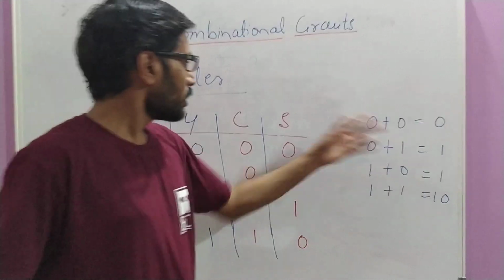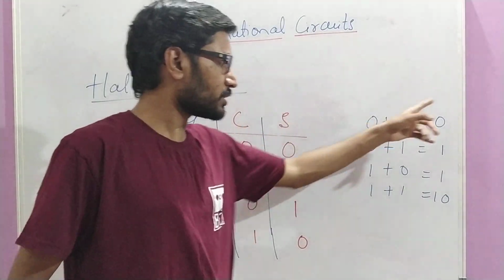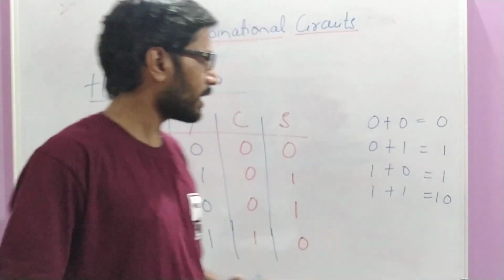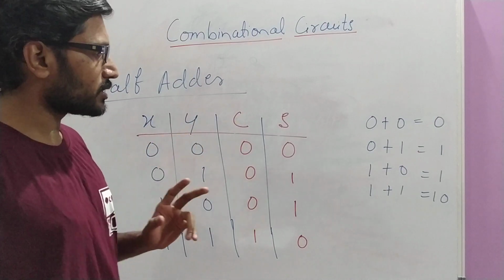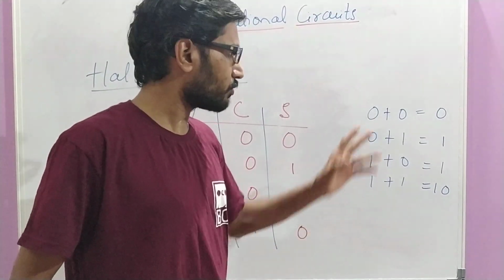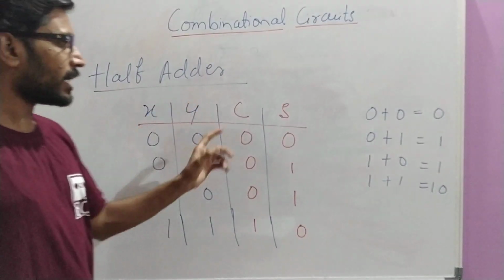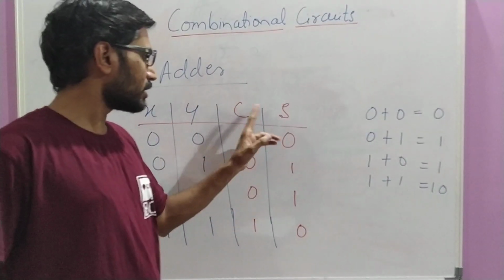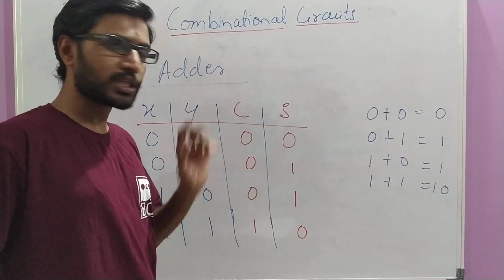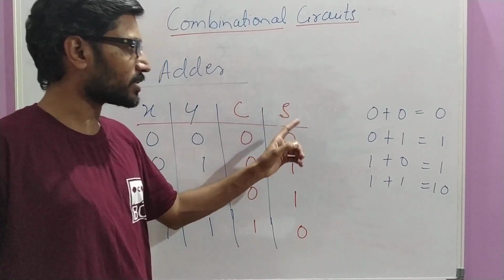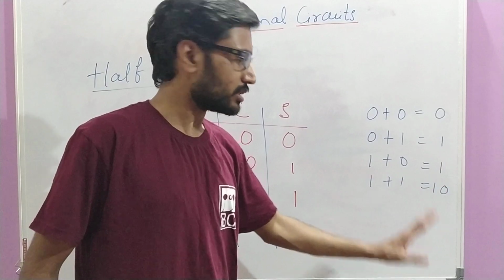So this carry and sum represent the output of the addition, and x and y represent the augend and addend bits of the addition. C and S represent the outputs: C for the carry, S for the sum. These represent the output of the addition.